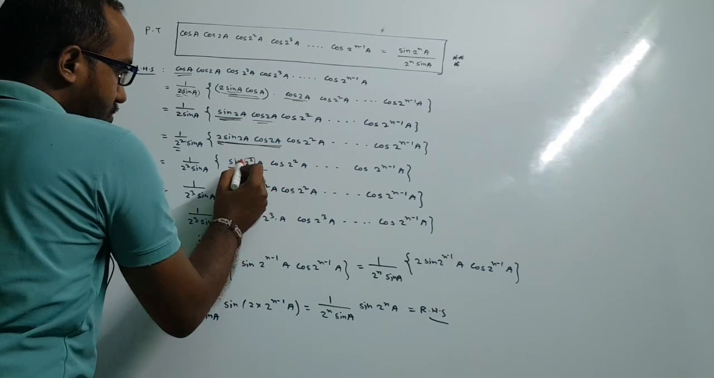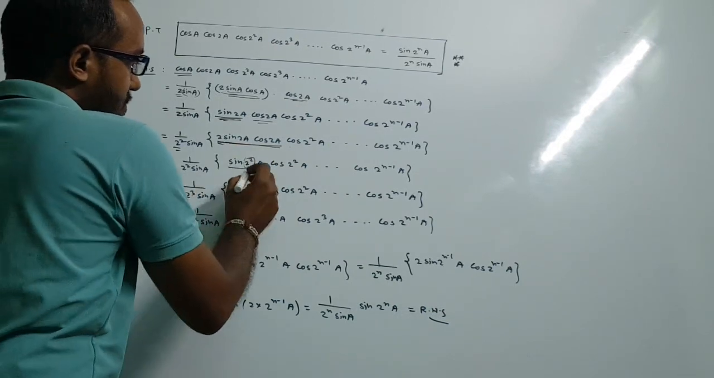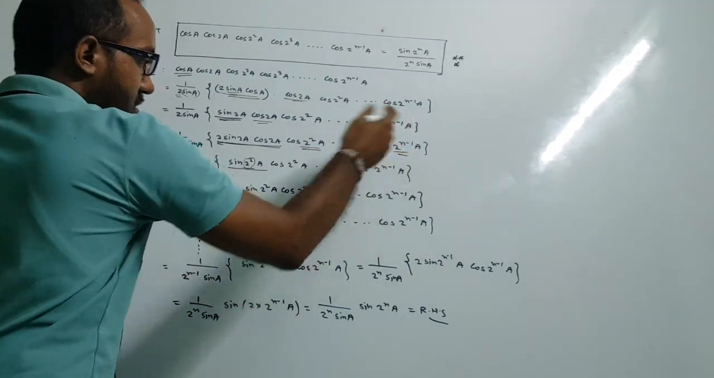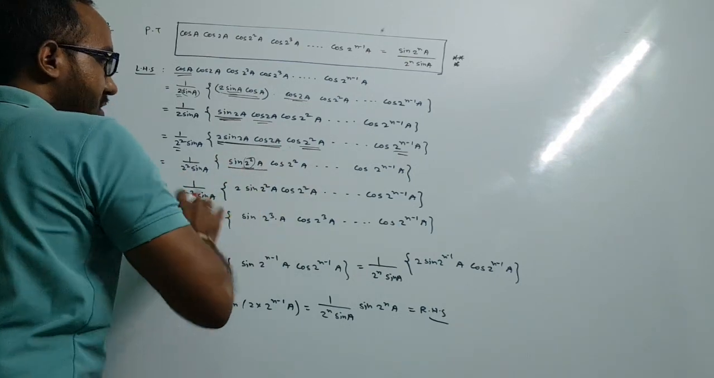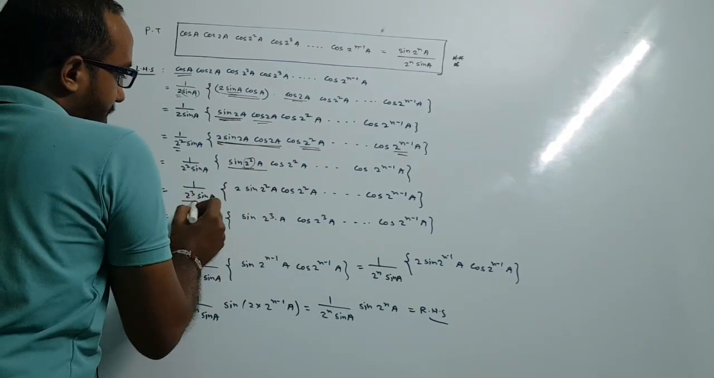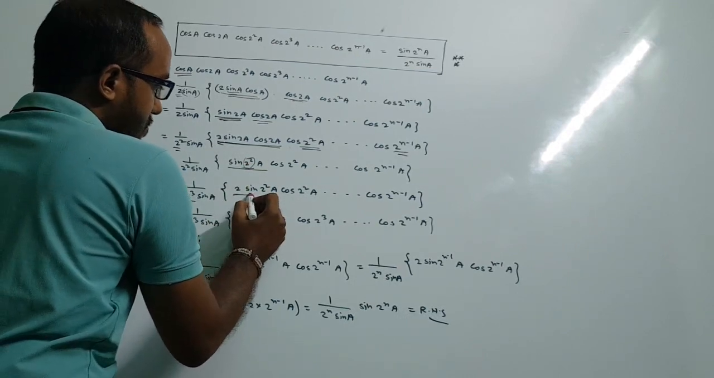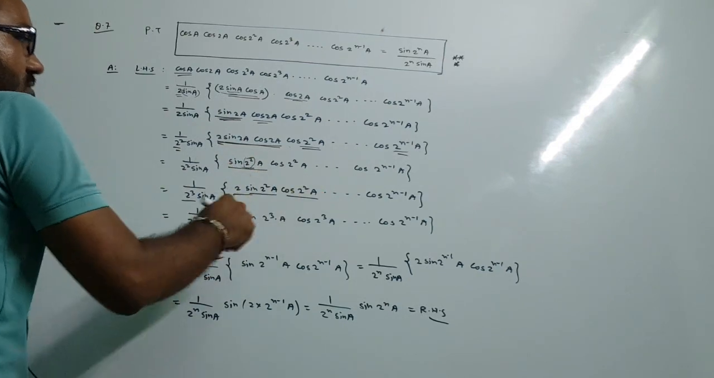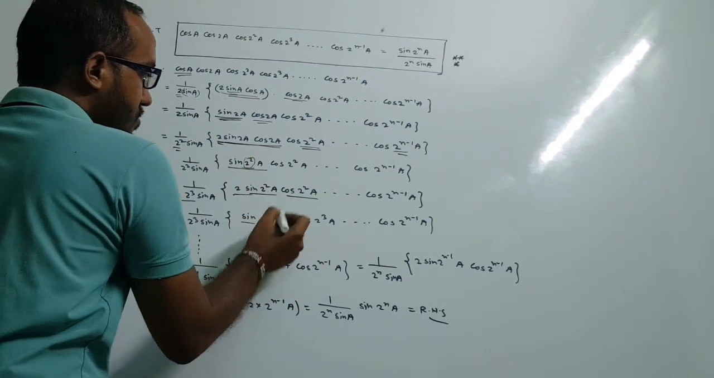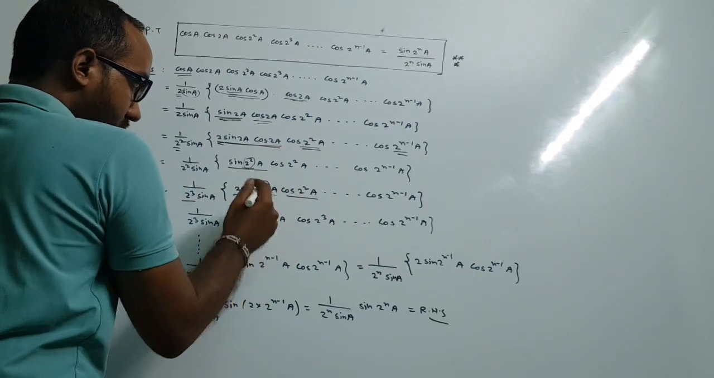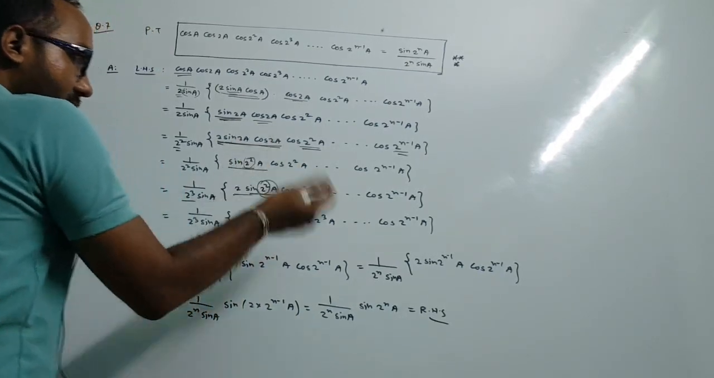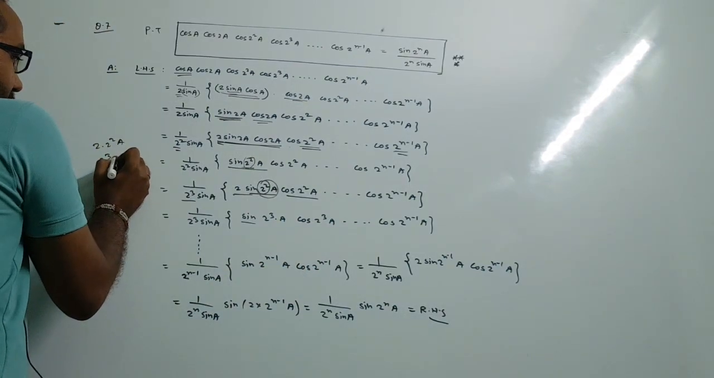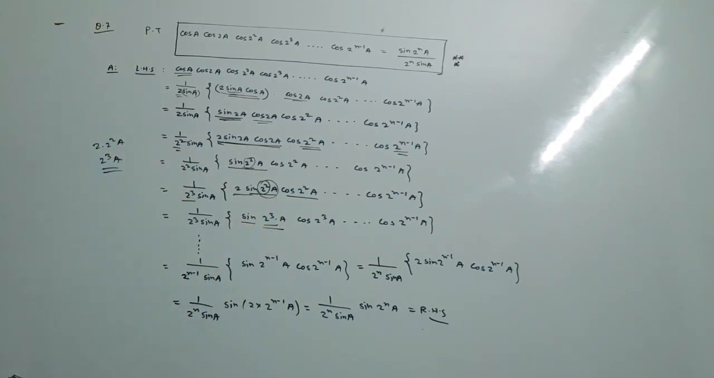We are writing this as 2 square, because the next term is 2 square and the last term is 2 to the power n minus 1. So we are maintaining the sequence here. Again multiply and divide by 2. So sin 2 theta cos 2 theta, 2 sin theta cos theta is sin 2 theta. So that means 2 square, sin 2 into theta. What is theta? Theta is 2 square A. So sin 2 into 2 square A, that is 2 cube A. So we can write it as sin 2 cube A.